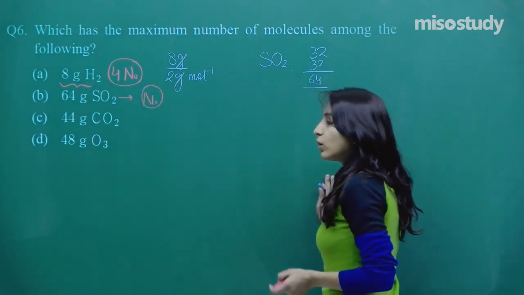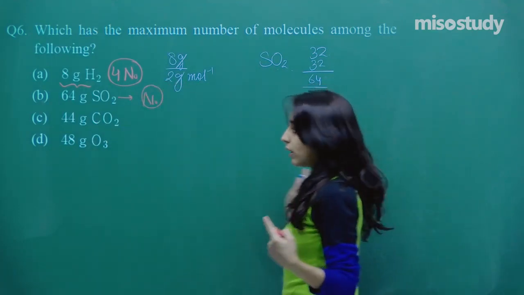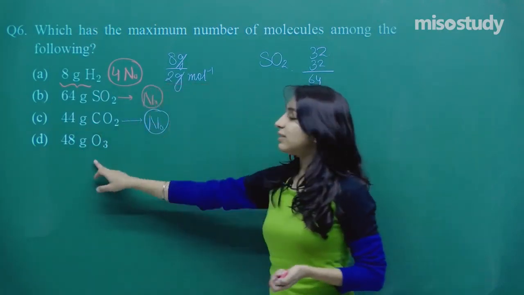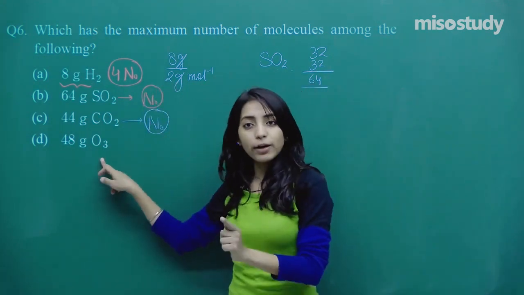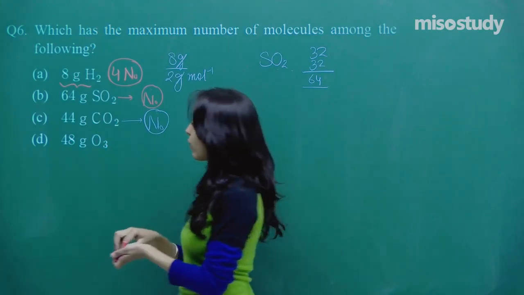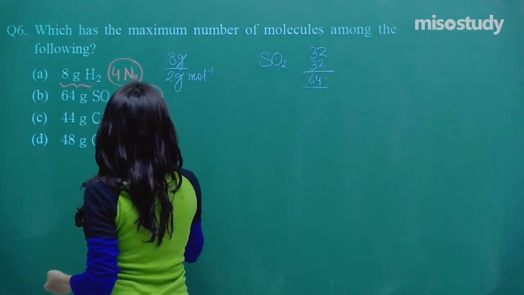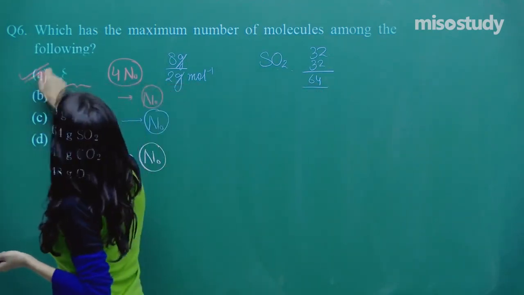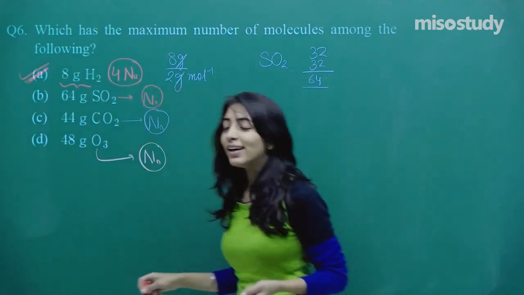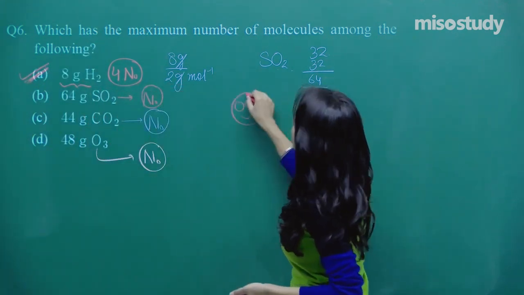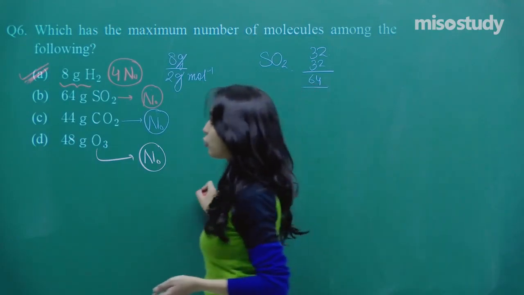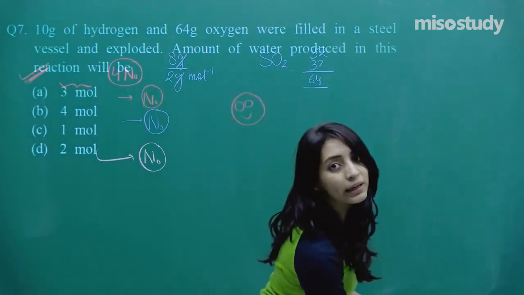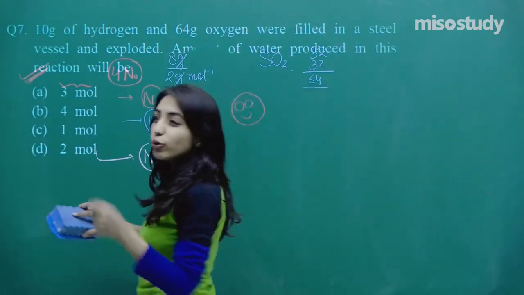44 grams of CO2. CO2 is again 44 grams per mole and 44 grams is given to you. Again it is N naught molecules. And oxygen, O3, is 16 into 3, 48 grams per mole. 48 grams is given to you. So the question is again simpler, N naught molecules. So the maximum number of molecules among the following is present in my bestest option, which is option number A, right? So again we are done with the question, a happy smiling face to it. Okay, note it down so that I can continue further. Okay guys, so the 6th question was pretty much easy. So let us directly come on to question number 7.